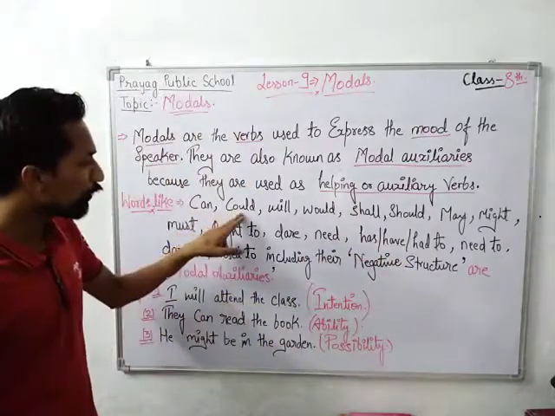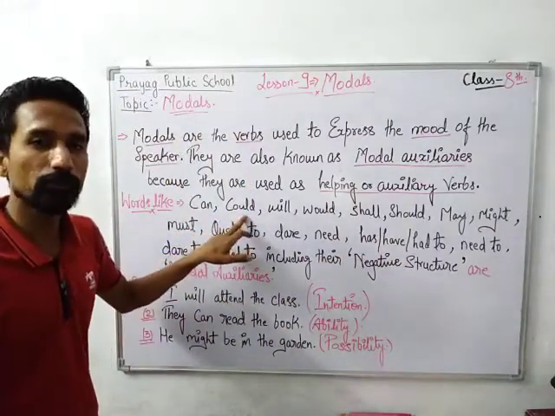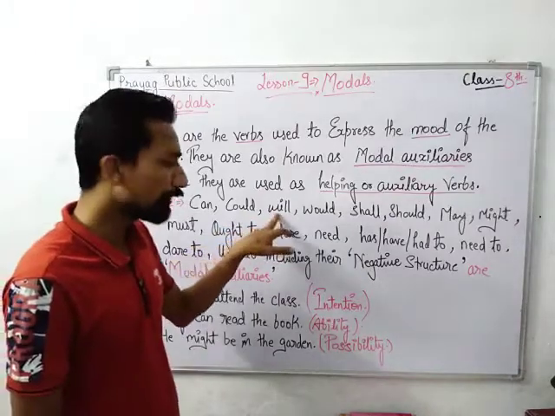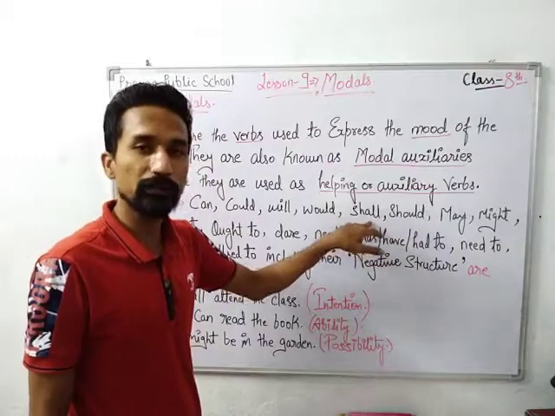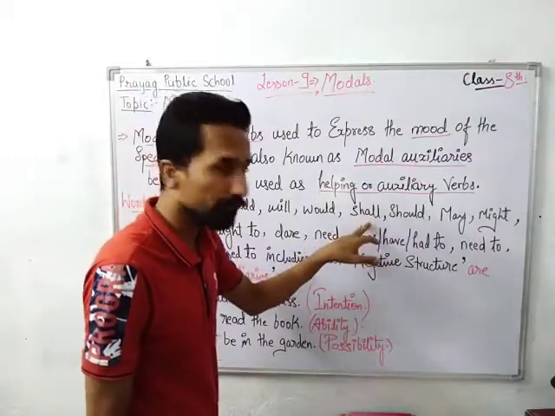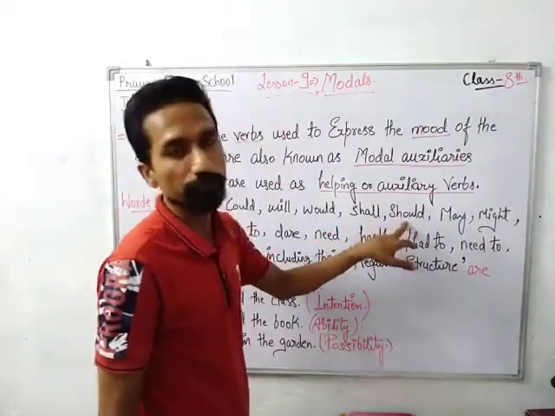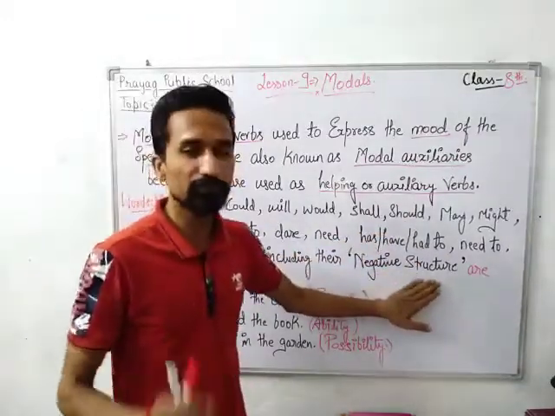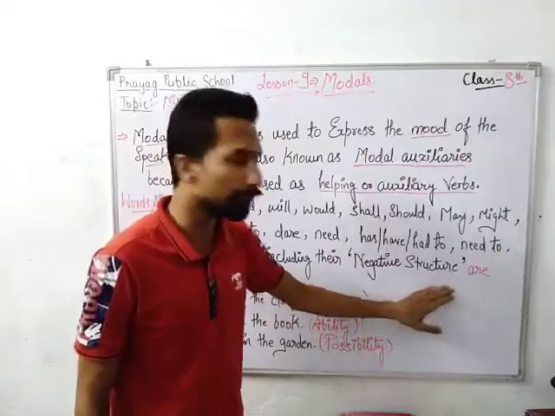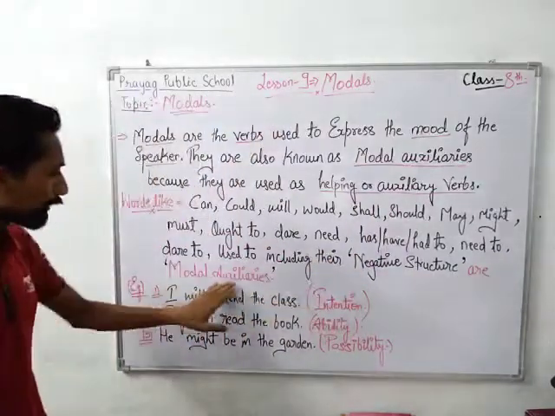For example, could का negative structure अगर देखेंगे तो क्या होगा? Could not, couldn't, right? Will का will not, would का wouldn't या would not, shall का shall not या shan't, right? Shan't होता है इसका. Should का shouldn't या should not, right? तो इन सब के अपने एक negative structure होते हैं जिसमें इन words के साथ क्या जुड़ जाता है? Not जुड़ जाता है. Are modal auxiliaries.